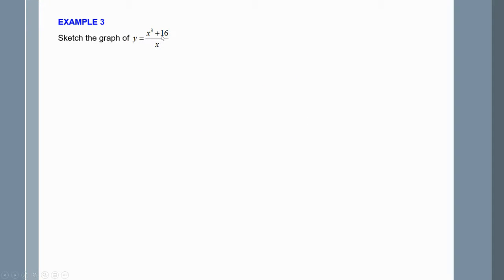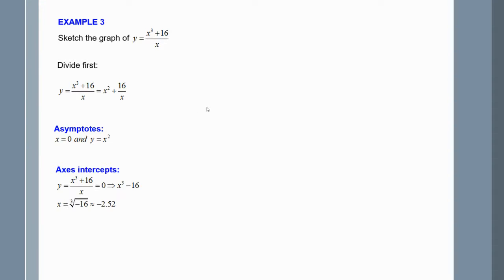Example 3, y equals x cubed plus 16 over x. Same thing, we divide first to get x squared plus 16 over x. So we have 2 asymptotes, vertical x equals 0 and parabolic asymptote y equals x squared. X-intercept, we use this form to solve, equals 0 when x cubed is negative 16.